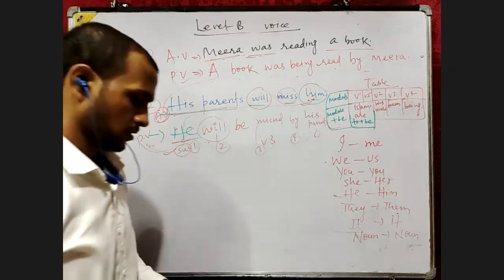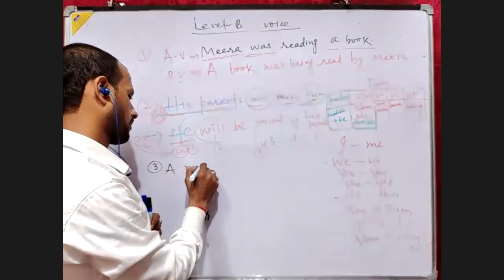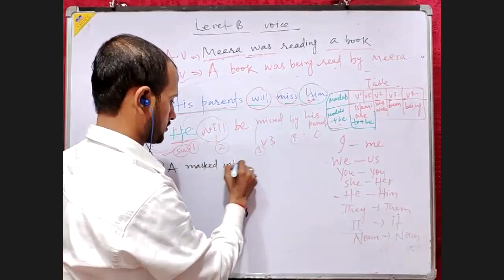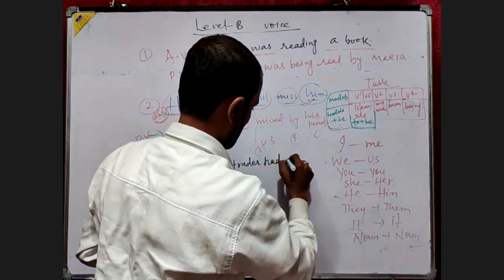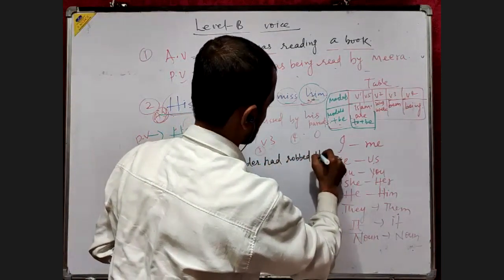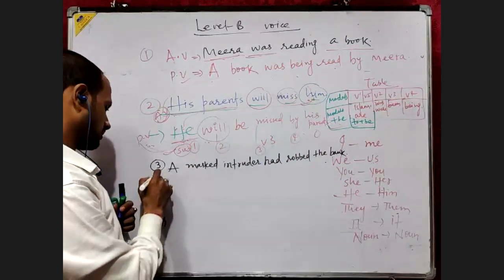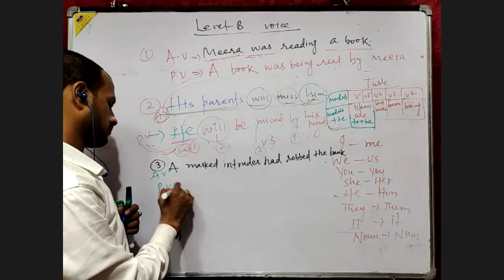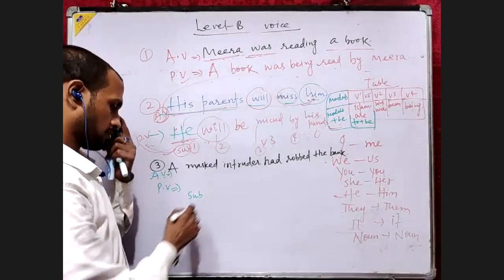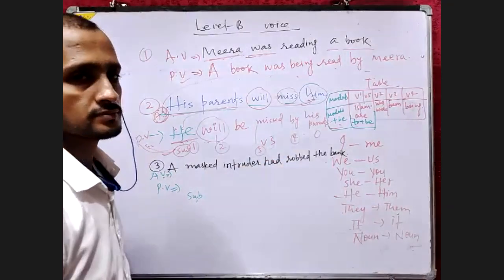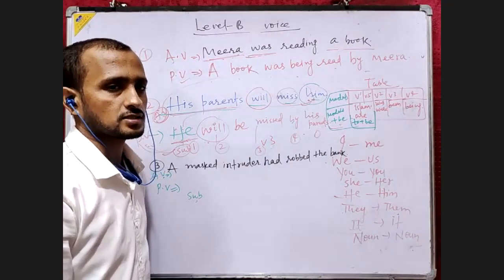Okay. Question number 3. A masked intruder had robbed the bank. We have to change it into passive. Firstly, it is active voice. We have to change it into passive voice. Firstly, we need a subject. Object of active is subject of passive. What is the object in this sentence?